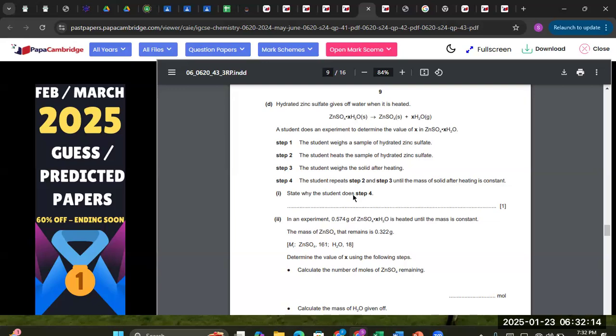Step number 1. So you basically have to calculate the value of X, but not directly. The examiners will give you steps, and if you follow their steps, it becomes very easy. Number 1, you have to calculate the number of moles of zinc sulfate remaining. So you have the information in front of you. Decide which formula you are going to use and then calculate the number of moles of zinc sulfate remaining.